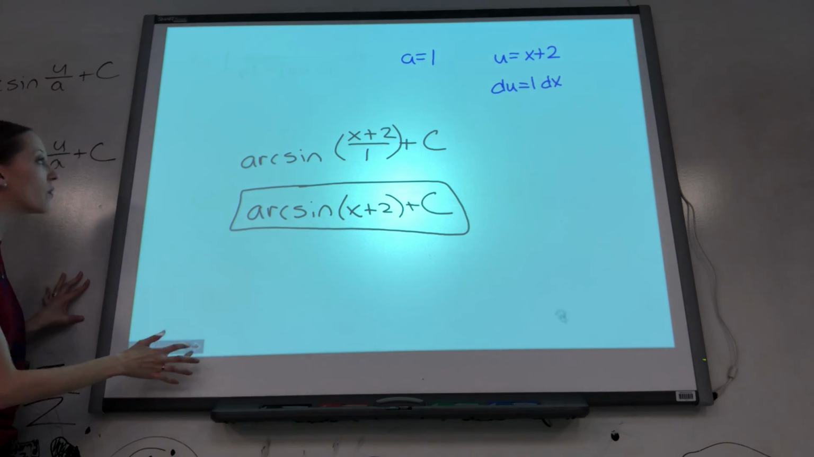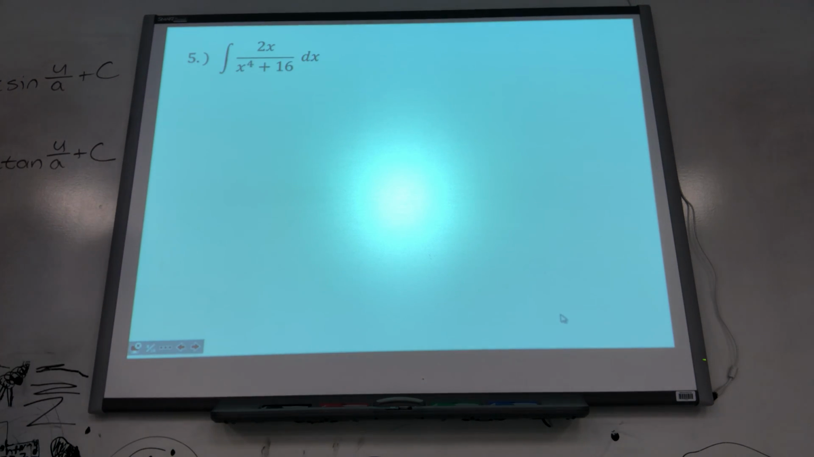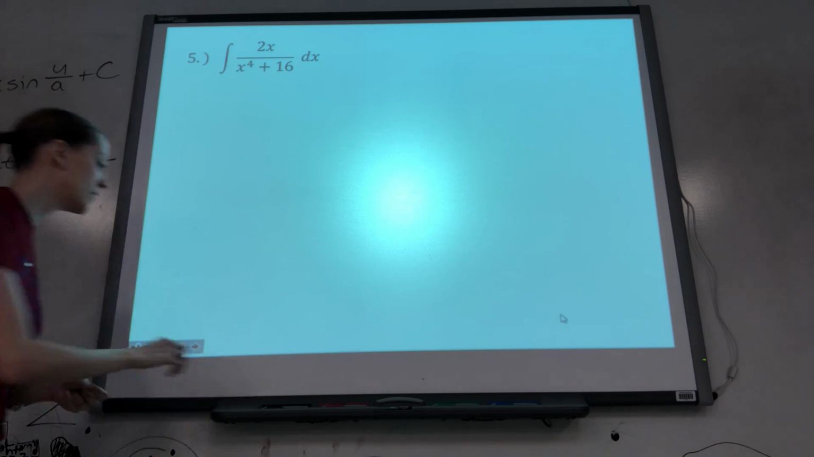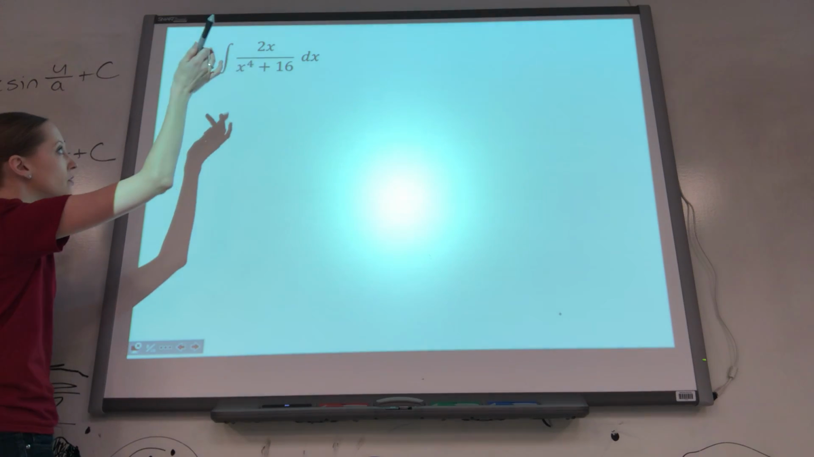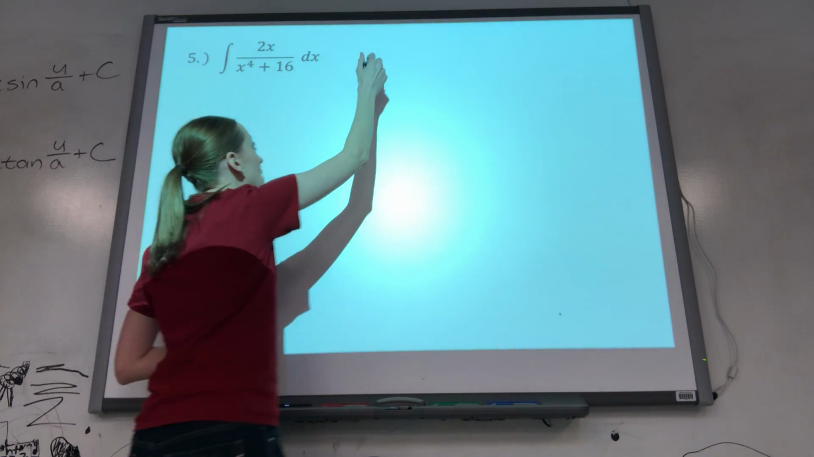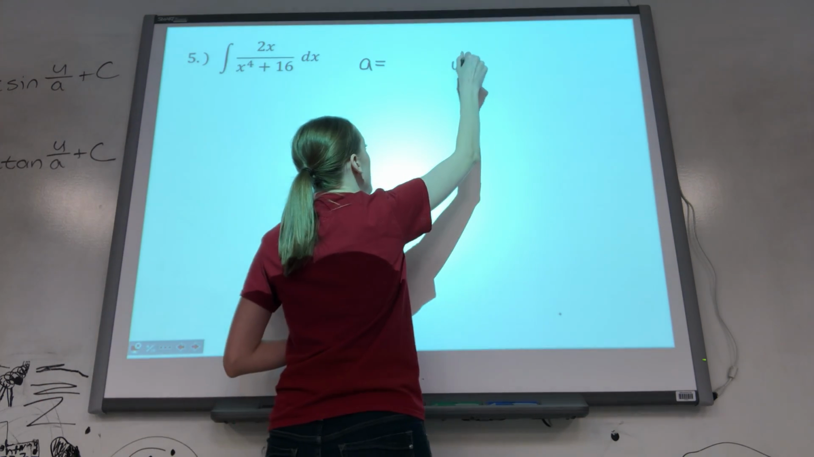I'm going to keep on going here. Usually a pretty quick lesson. Number 5. This one's kind of different. 2x over x to the 4th plus 16 dx. That's what we are integrating. Okay, I don't see the square root and I see the plus, so I'm thinking arctan.